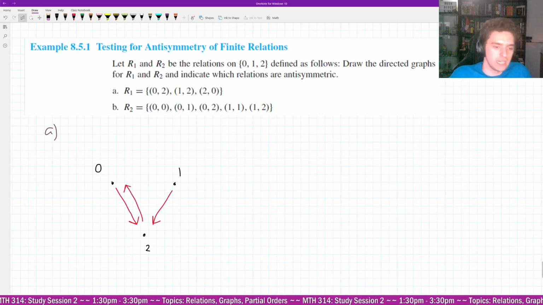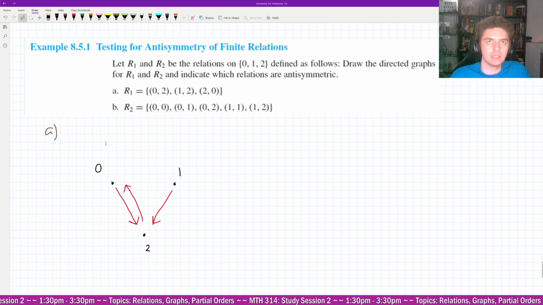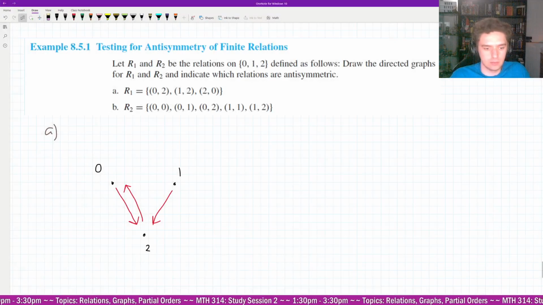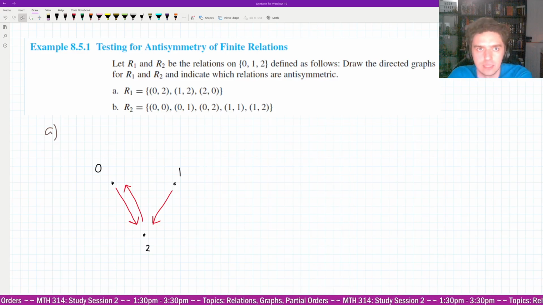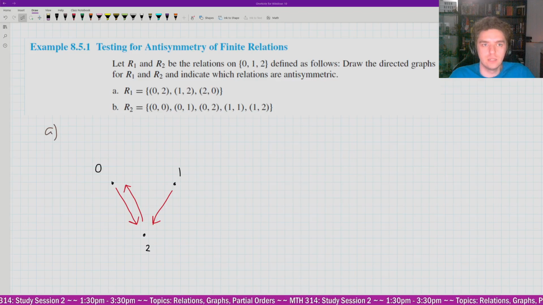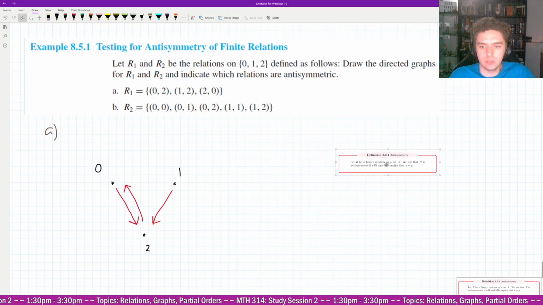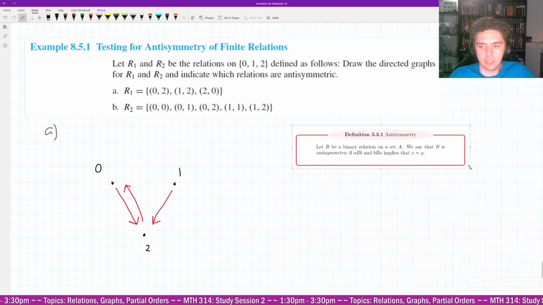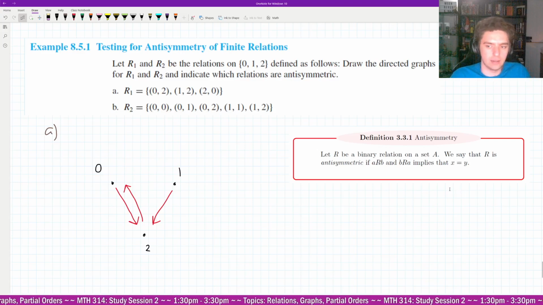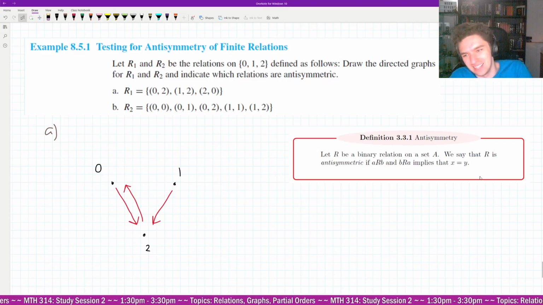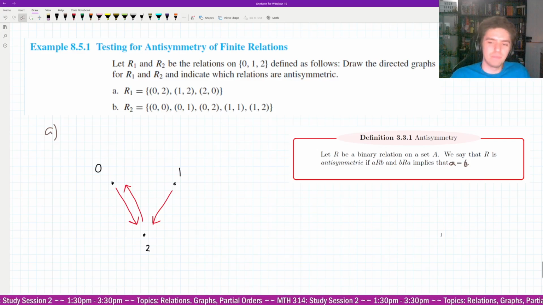Now, what is anti-symmetric? I have my notes here, so let's get the actual definition. Essentially, let R be a binary relation on A. We say that R is anti-symmetric if A R B and B R A implies that A equals B. The slide says X equals Y, which is incorrect. It should be A equals B, so I'll fix that after.